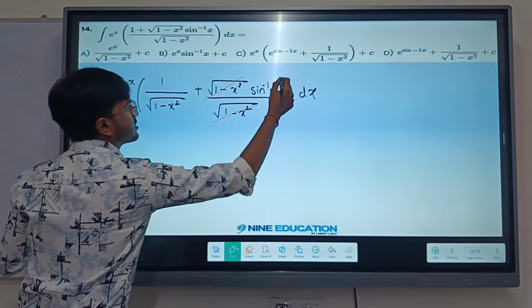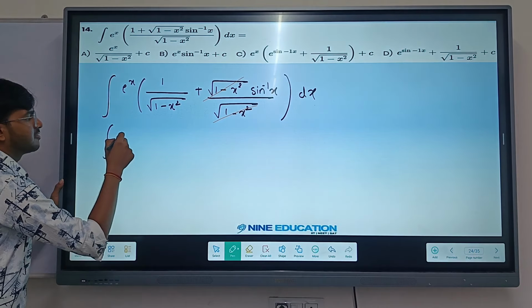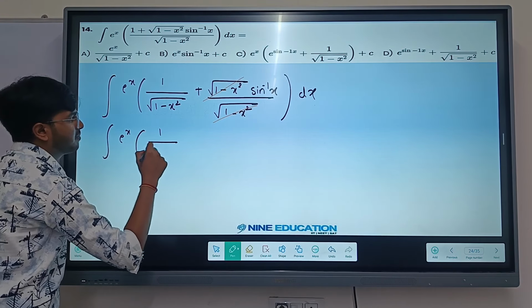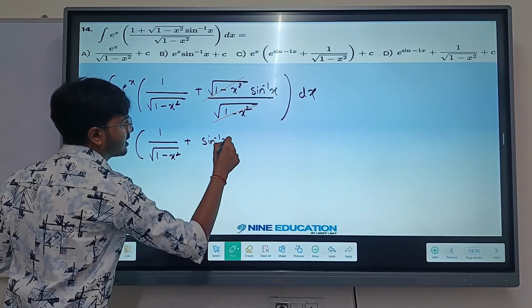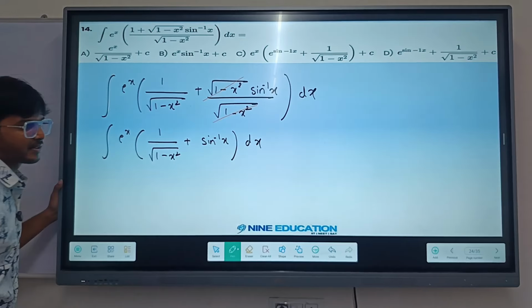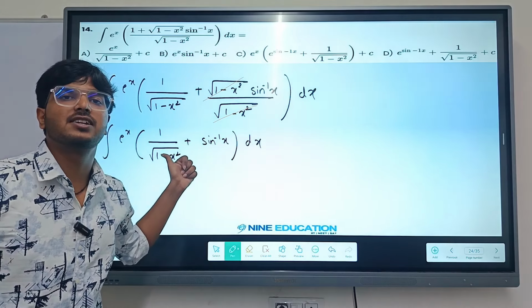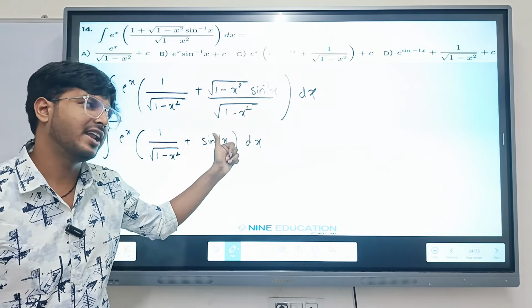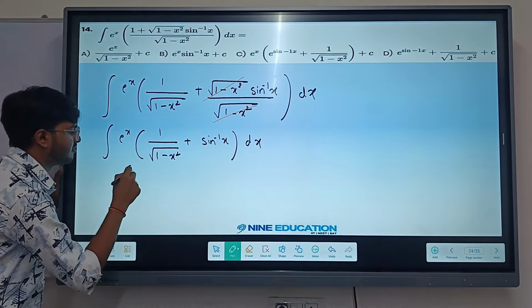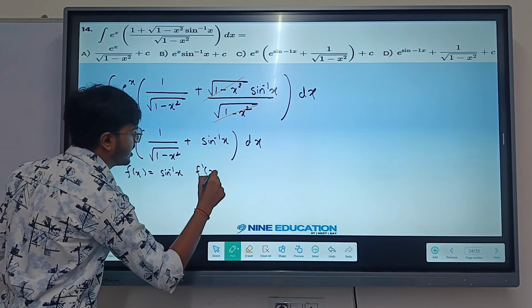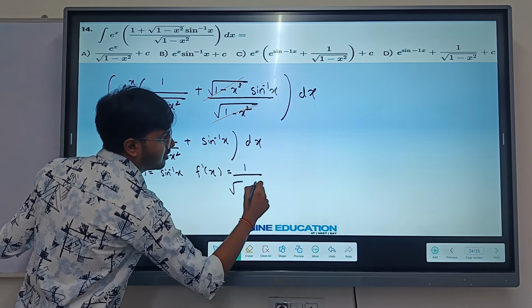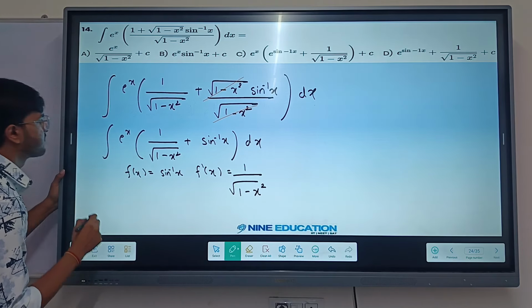So root 1 minus x square, root 1 minus x square cancel. So what will I get? e power x into 1 by root 1 minus x square plus sine inverse x into dx. Now 1 by root 1 minus x square is the differentiation of sine inverse x only. So if we take f of x as sine inverse x, its differentiation f dash x would be 1 by root 1 minus x square.